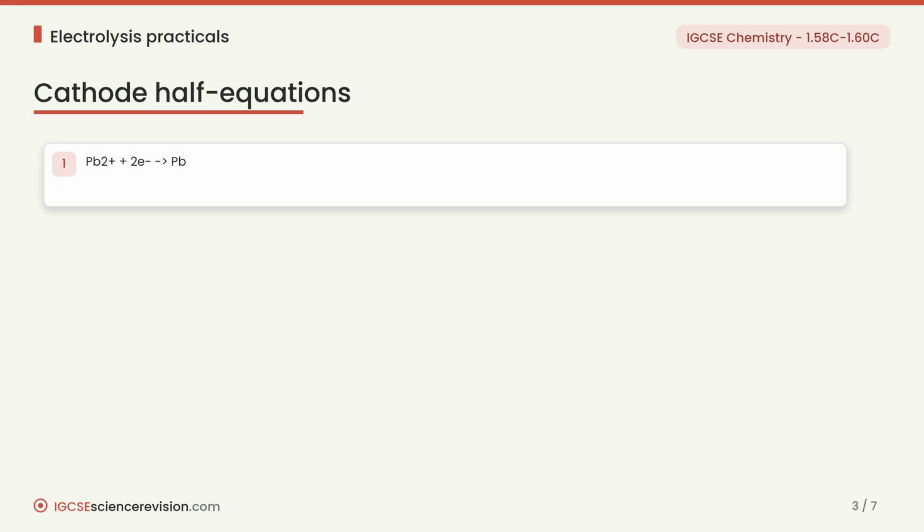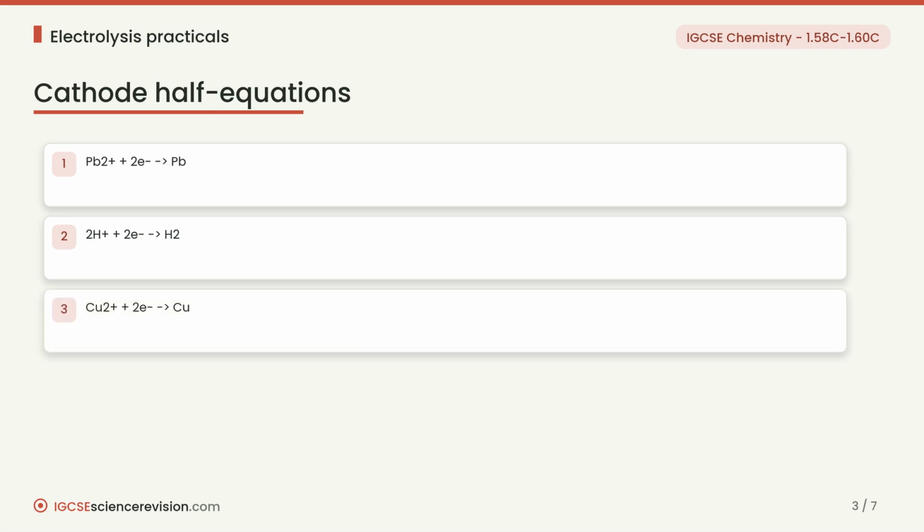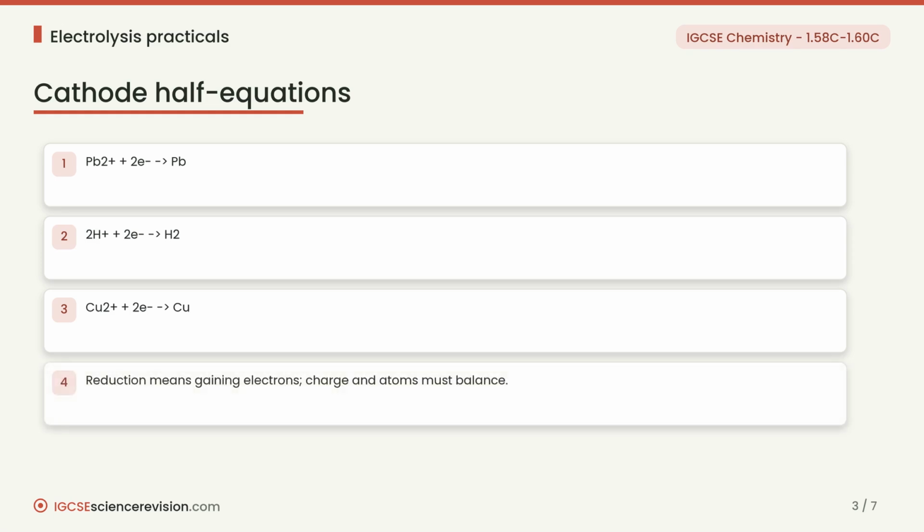For lead ions at the cathode, Pb2+ gains 2 electrons to form lead atoms. For hydrogen, 2 hydrogen ions gain 2 electrons to make 1 hydrogen molecule. For copper, Cu2+ gains 2 electrons to form copper atoms. All cathode equations show reduction by electron gain. Check that both atoms and total charge balance.